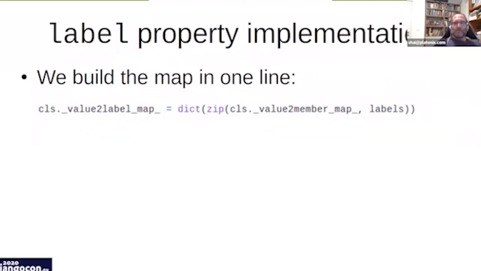Although a map and property sounds complex, the implementation is very concise. In this line, zip treats both its arguments as iterables. So from the value to member dictionary, it gets the keys, which are the enum member values. As we noted, the dictionary and the labels list have matching orders. So this creates the right list of pairs to pass into dict.